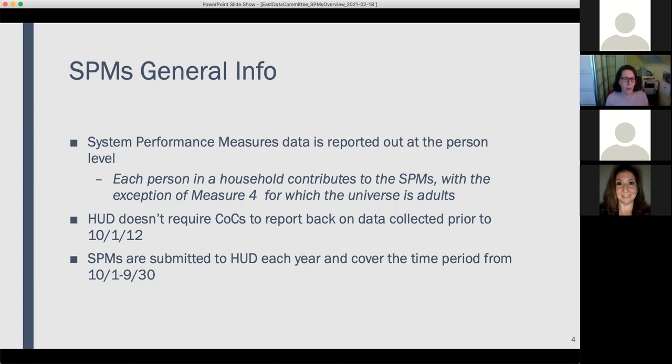And then I just have a couple more notes. There is a date by which HUD says the data before 10/1/2012 is probably not so good, so we're not going to pull anything prior to that. There are some exceptions, but by and large, the clock started ticking in HMIS on 10/1/2012. The SPMs are submitted to HUD each year by the CoC, encompassing the data across the CoC, and it covers the federal fiscal year, so that's 10/1 to 9/30.